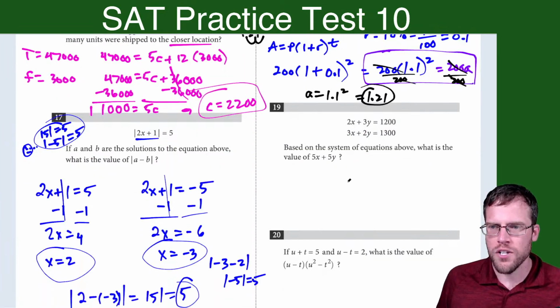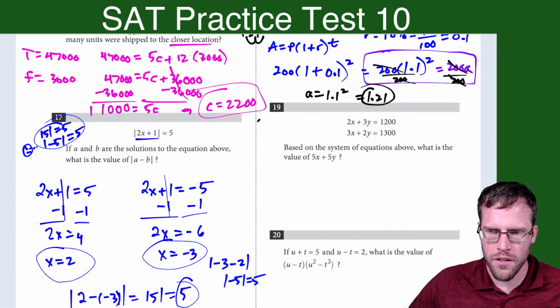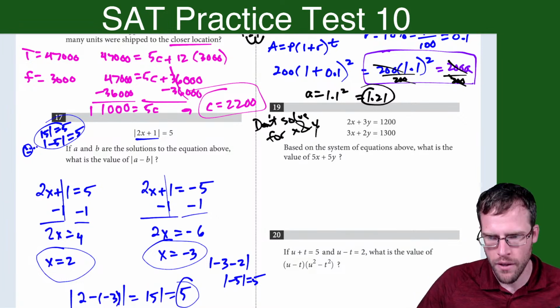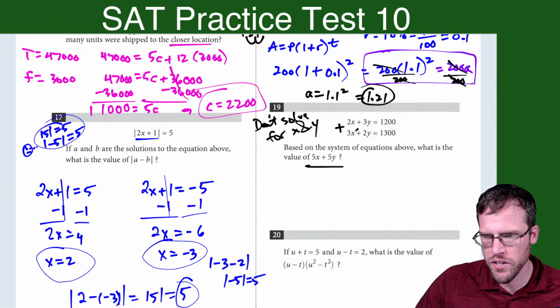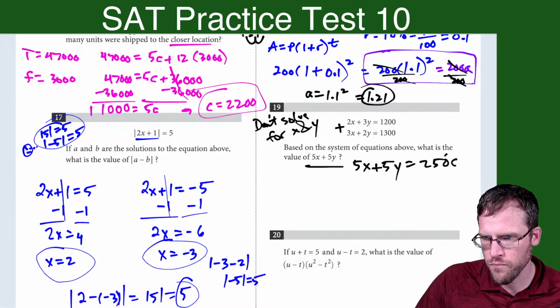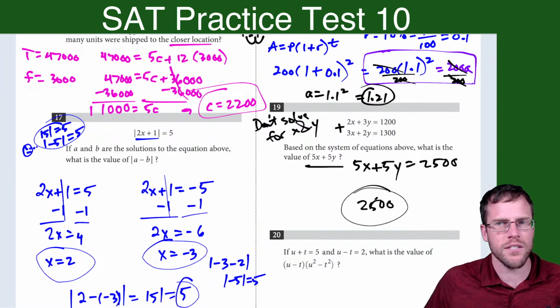Okay, question 19 is so easy it's difficult. Please don't solve for x and y. That is a waste of time. It's a time trap. What you want to do is find the value of 5x plus 5y. So just add these equations: 2x plus 3x is 5x, 3y plus 2y is 5y, equals 1200 plus 1300, which is 2500. So 5x plus 5y is just 2500. It solves very nicely.